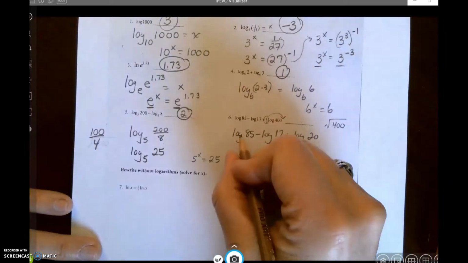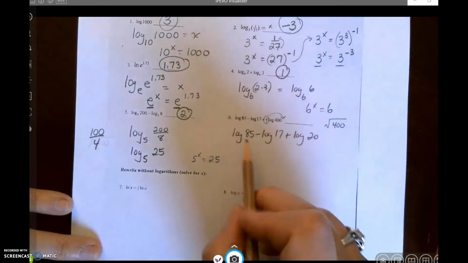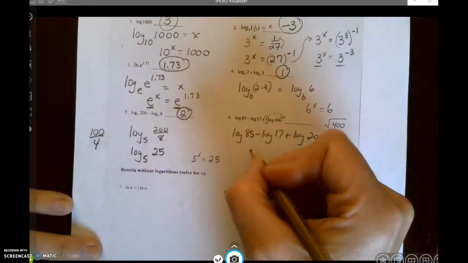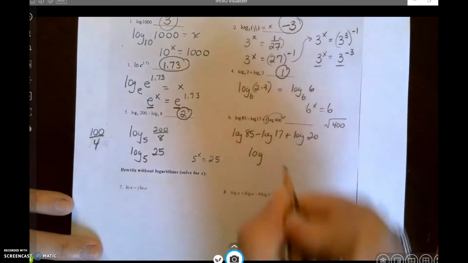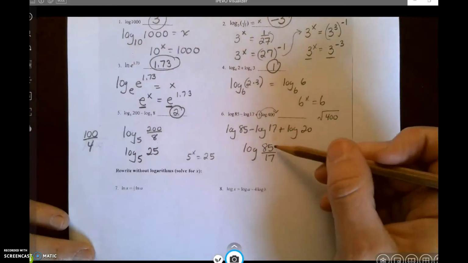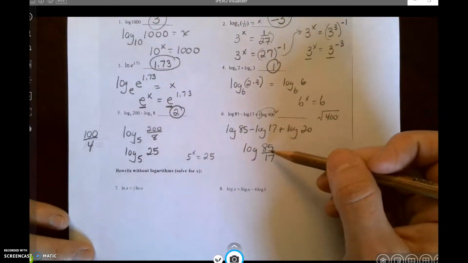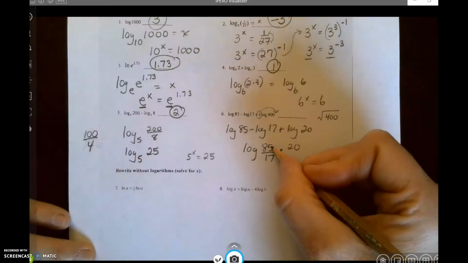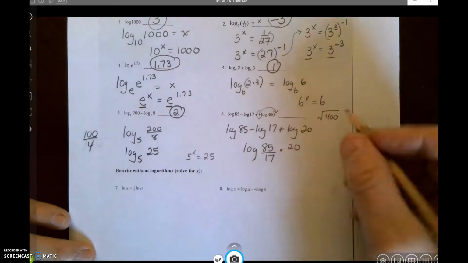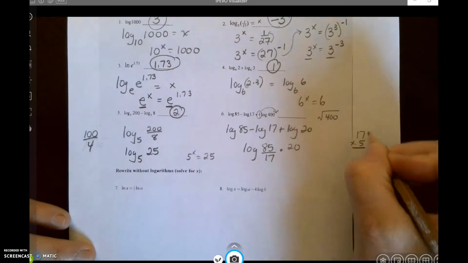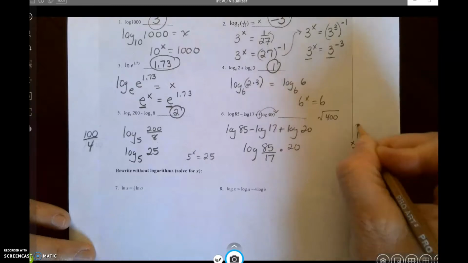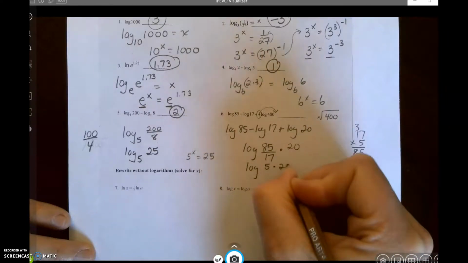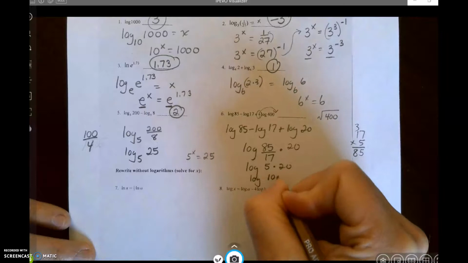Now, since they all have the same base, which is 10, I can do division here and multiplication. So I've got log of 85 divided by 17. I'm going to do that first, and then multiply by 20. 85 divided by 17, I'm thinking is 5. Let's see, what's 17 times 5? 7 times 5 is 35. So yes, this becomes log of 5 times 20, which is log of 100.